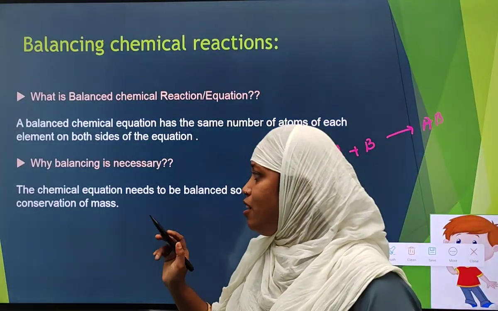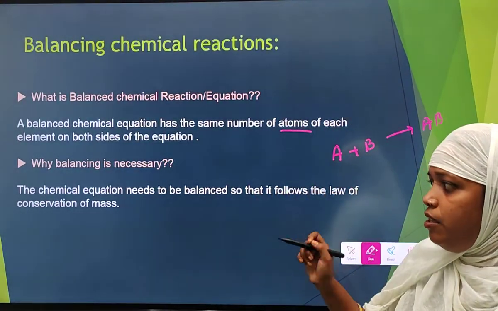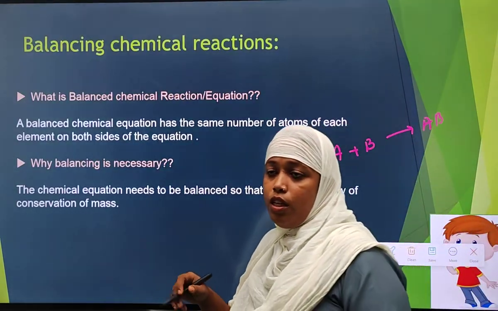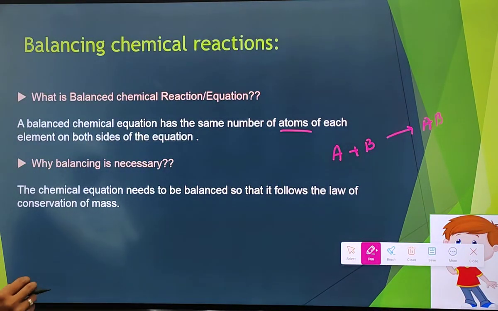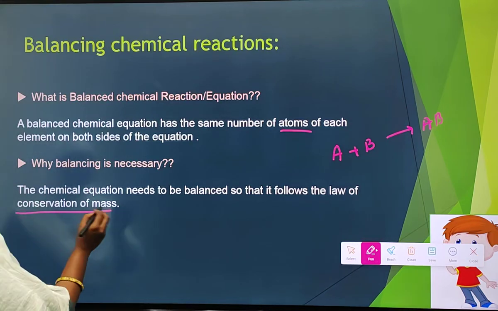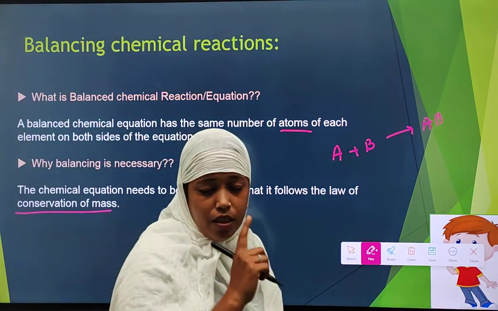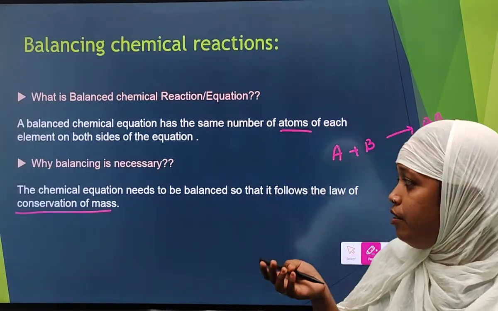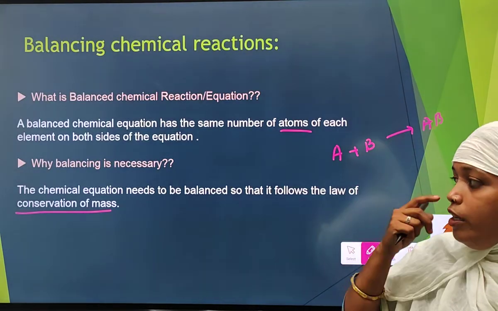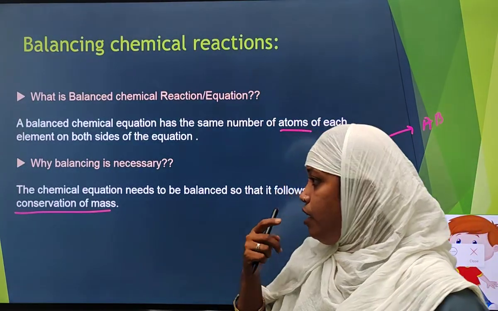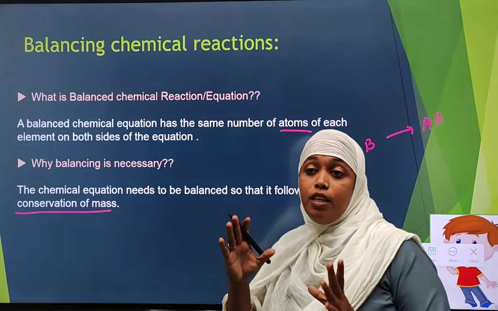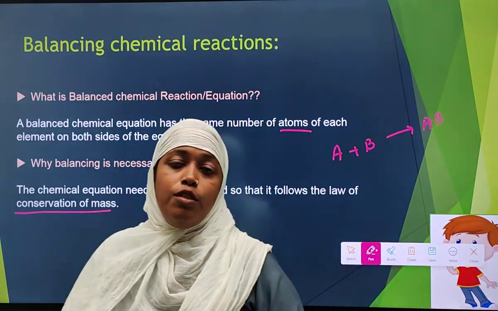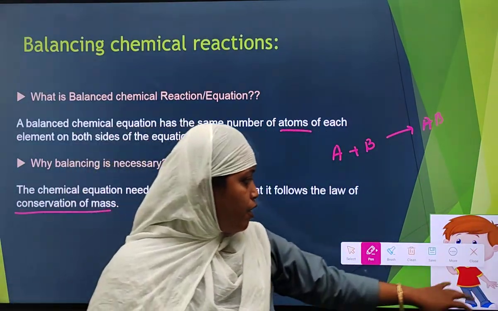Now, why is it necessary to balance a chemical reaction? We had learned about the laws of chemical combination, where we learned about the conservation of mass given by Antoine Lavoisier. You can revise it in the previous slides. So a chemical reaction needs to follow this law, where he said the mass of the reactants should be equal to the mass of the products.